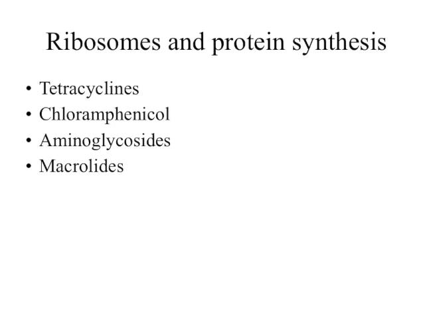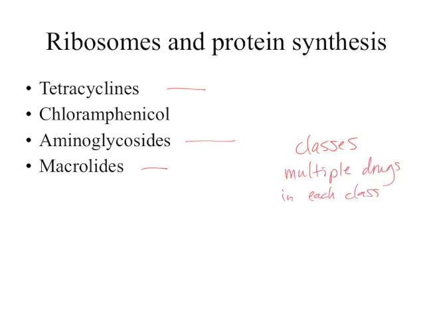These are not just individual antibiotics, but tetracyclines, aminoglycosides, and macrolides are classes of antibiotics, and there are multiple drugs within those individual classes. So if we look based on just sheer numbers, there's probably more drugs that target the ribosome and protein synthesis than any other bacterial structure.